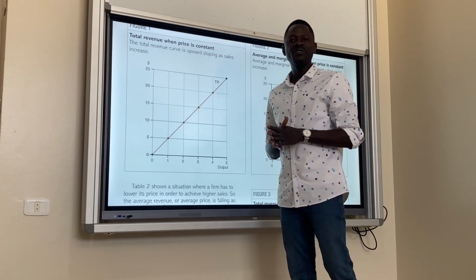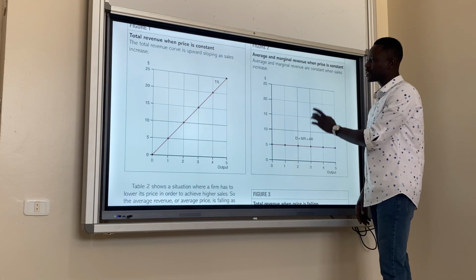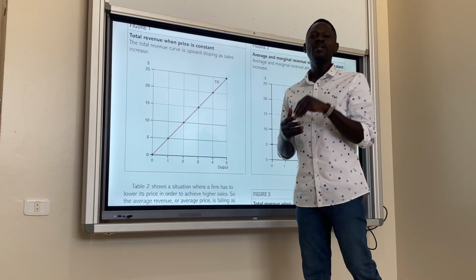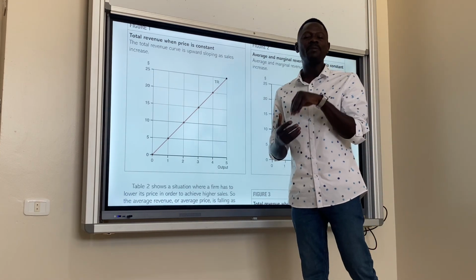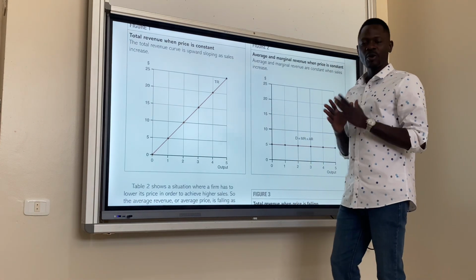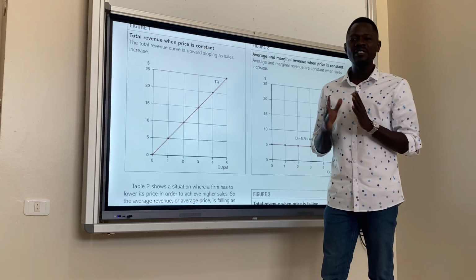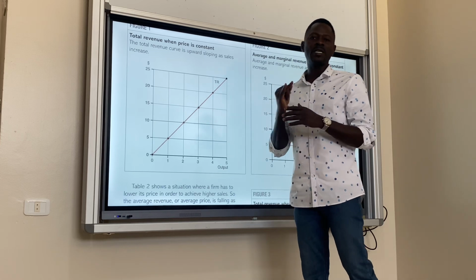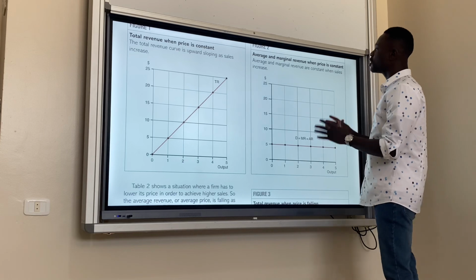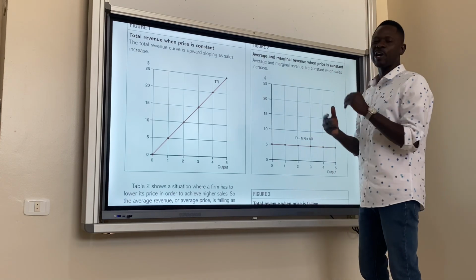But what happens to our average revenue and the marginal revenue? The marginal revenue and the average revenue remain the same as price remains constant. So the more we sell, the more constant the average revenue and the marginal revenue become. So they remain the same. So when the price is constant, the total revenue will increase as sales increases. But that is not the same case for average revenue and marginal revenue. They will remain constant. That is the situation for the curve when it comes to revenue, when it comes to a constant price.